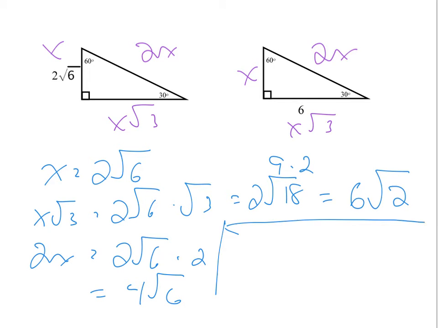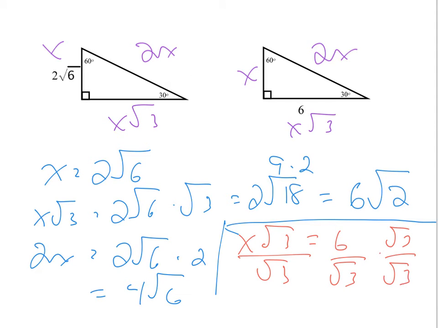Okay, I got a little bit of room left here to do this other problem. I'll just solve for x. This time I know that x root 3 is equal to 6. So I'm going to divide by root 3. So x is equal to 6 divided by root 3. I'm going to rationalize. So now we can see we're going to have 6 root 3 over 3, which equals 2 root 3. So x is equal to 2 root 3. So this is 2 root 3. And this other side is 2 times 2 root 3, which is 4 root 3.